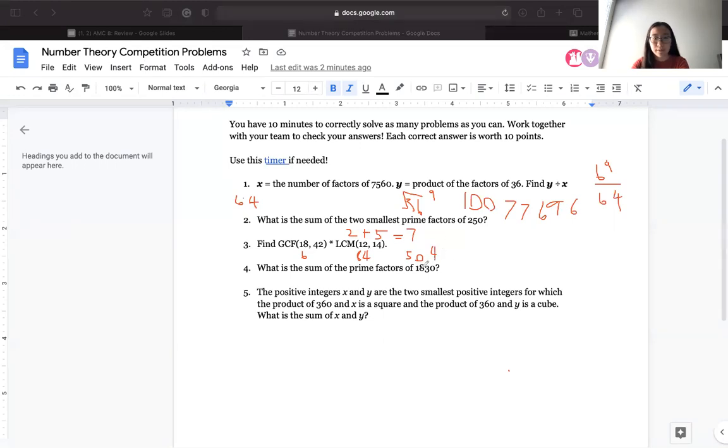And then the sum of the prime factors of 1,830. So you factor it out, and then you find the prime factorization to be 2 plus 5 plus 3 plus 3 plus 61 for a final answer of 71 for this problem. And then this one, as I explained in the lesson, should be 85.